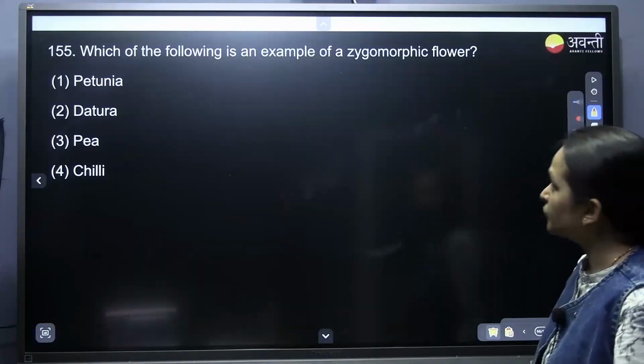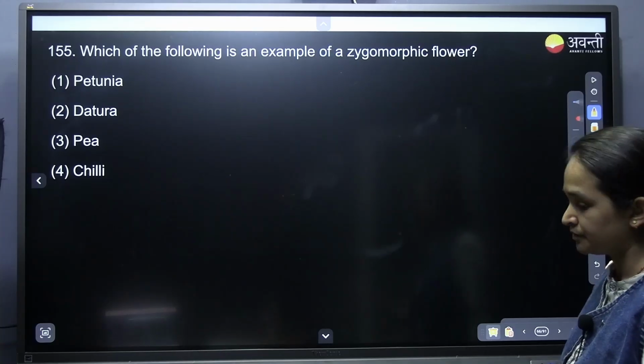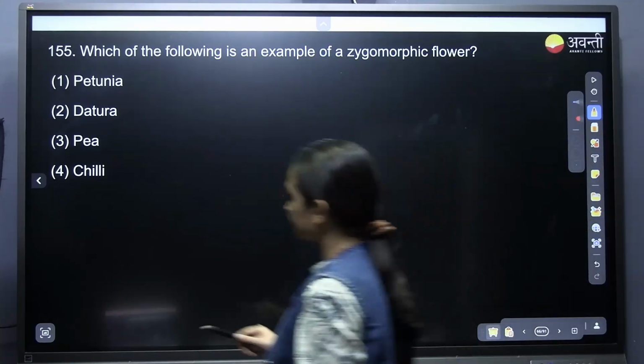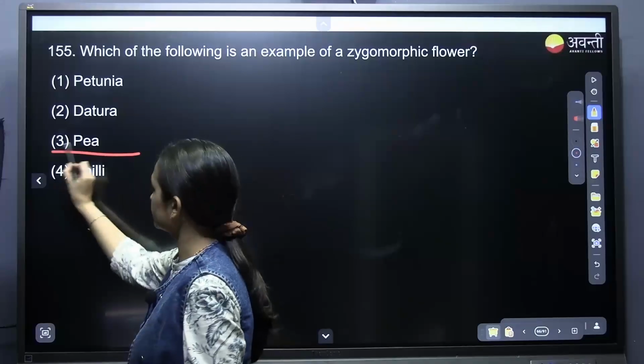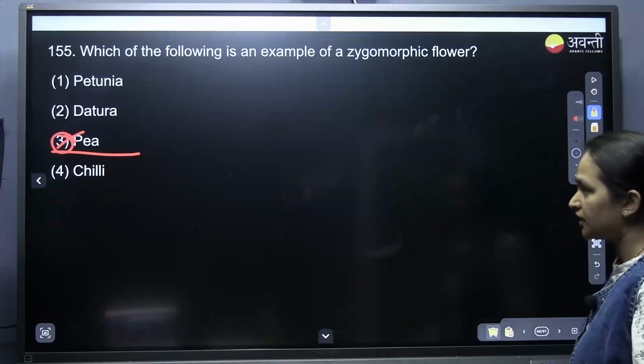Very good. Which of the following is an example of zygomorphic flower? Easy. P, which has maxillary estivation.